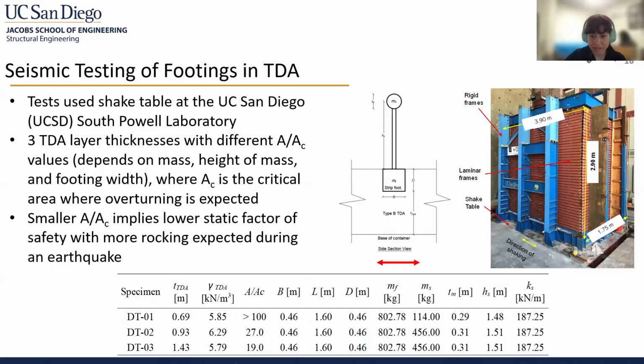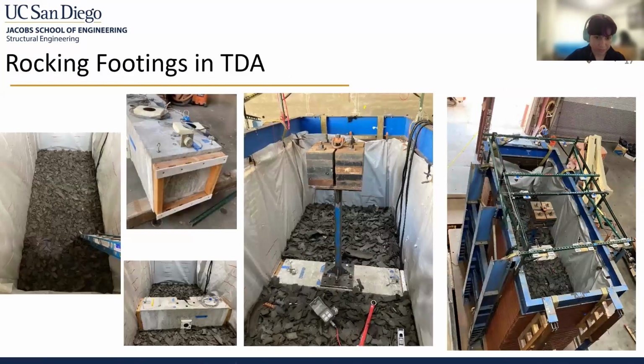Seismic testing of footings in TDA were conducted at UC San Diego's South Powell Laboratory shake table. 3 TDA layer thicknesses with different A versus AC ratios were conducted, and results showed that smaller A versus AC ratios implied lower static factor of safety with more rocking expected during earthquakes. And then just some more helpful photos of the experiment. Next slide, please. Here are some more photos of the experiment. Okay, next slide, please.